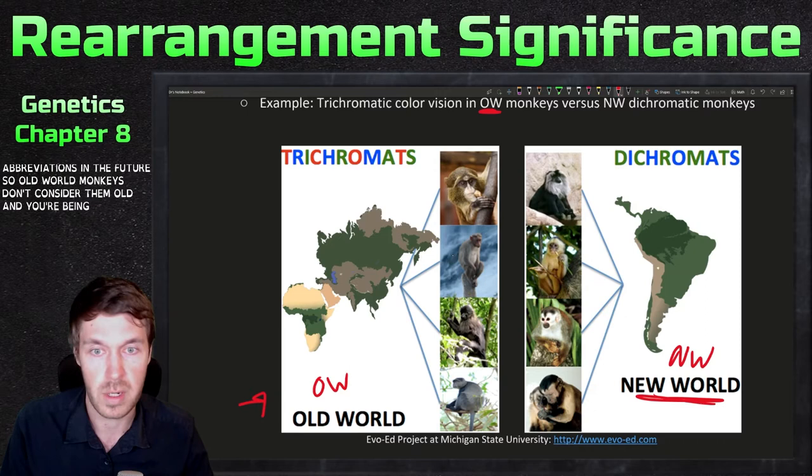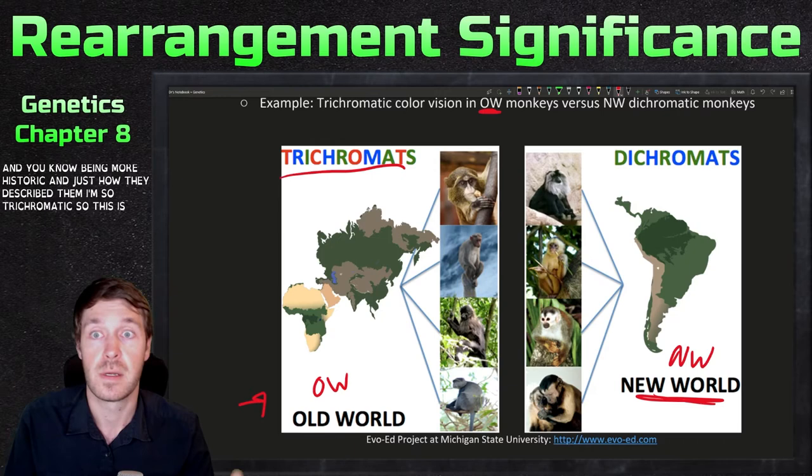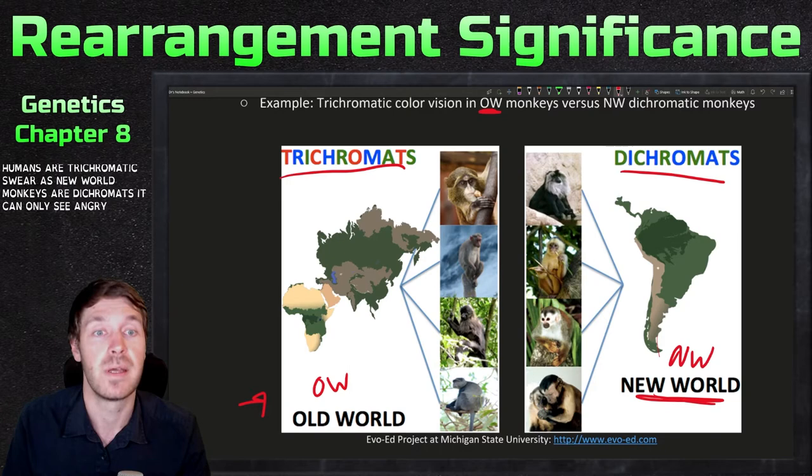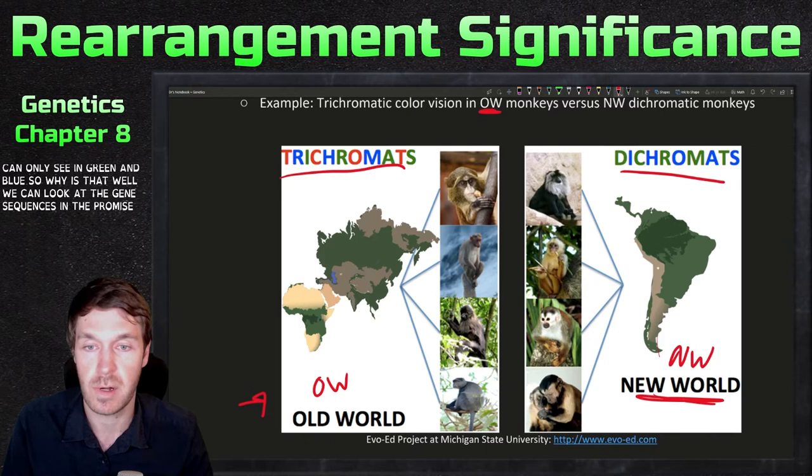So trichromatic. So this is red, blue, green vision. So they can see more colors. Humans are trichromats, whereas new world monkeys are dichromats. They can only see in green and blue. So why is that? Well, we can look at the gene sequences and the chromosomes involved here to get a good idea of what happened.